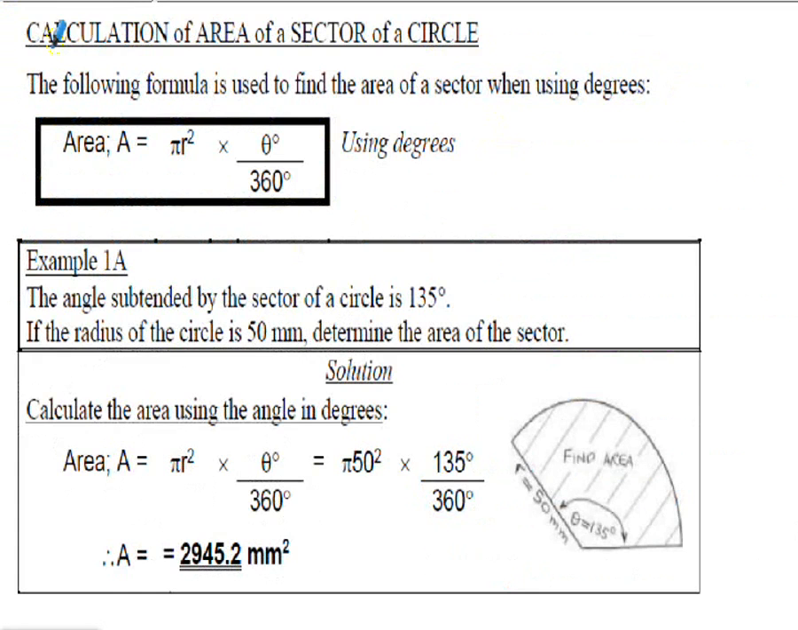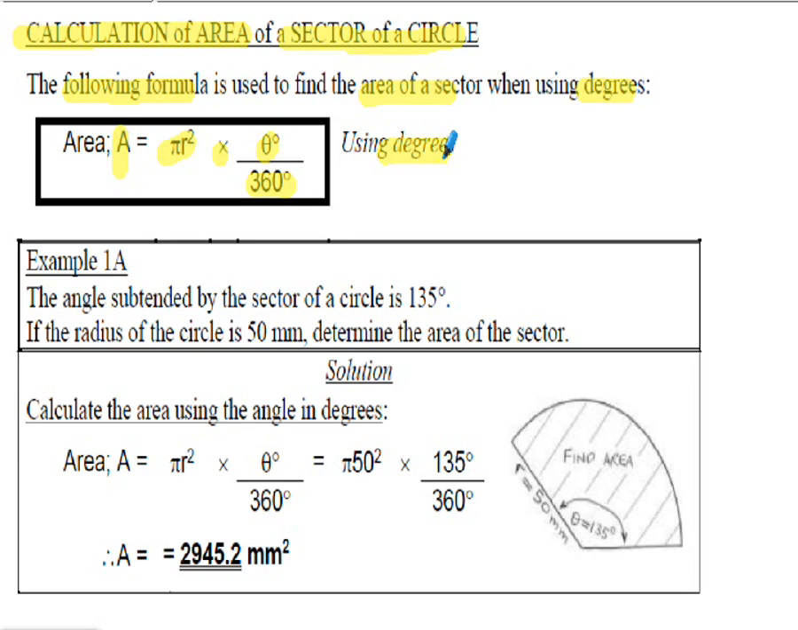The final part of this presentation relates to calculating areas of a sector of a circle. Now the following formula you've probably seen before. It calculates the area of a sector of a circle in terms of degrees. So in this case, capital A is equal to area of a sector, and that's equal to the area of a circle, pi r squared, multiplied by the proportion of the sector of the circle. In other words, the angle theta for the sector divided by, in this case, 360 degrees.